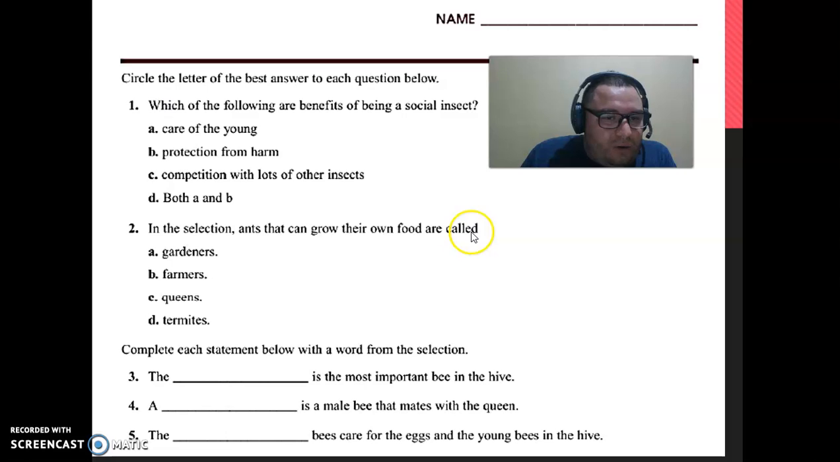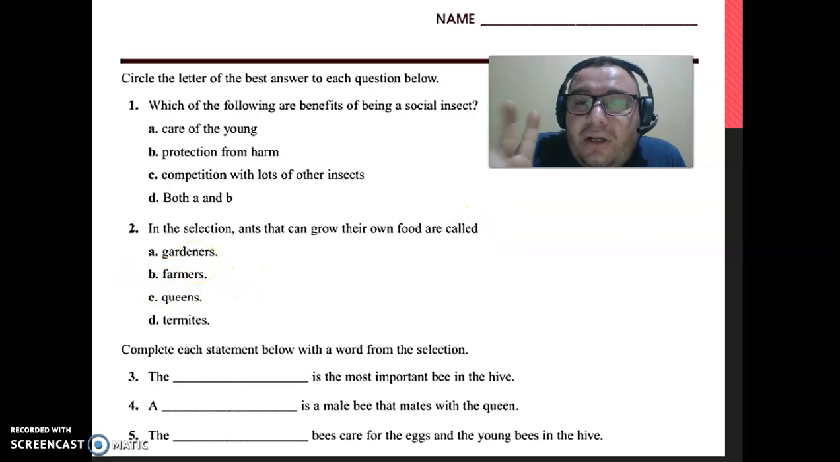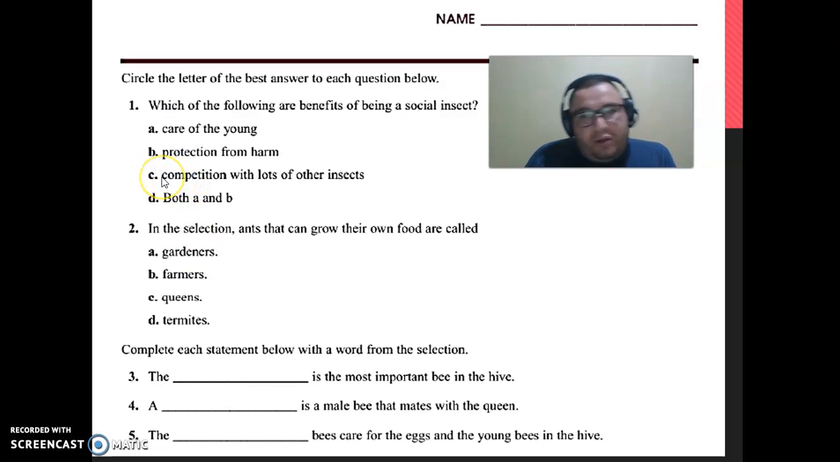Number 2. In the selection, ants that can grow their own food are called gardeners, farmers, queens, or termites. In the selection, ants that can grow their own food are called farmers. Remember, ants are compared with humans with the same process of getting food. So complete each statement below with a word from the selection.